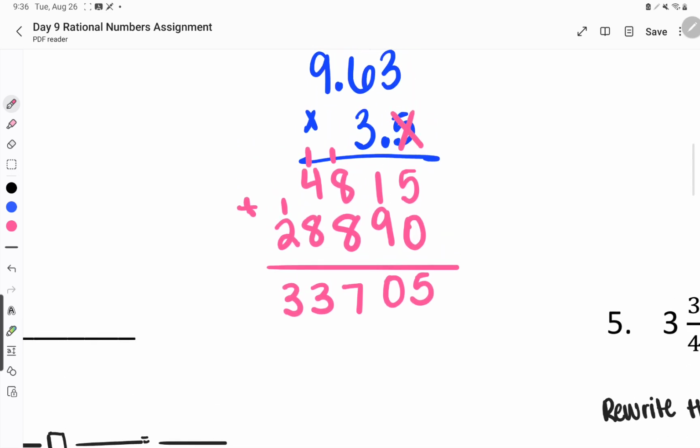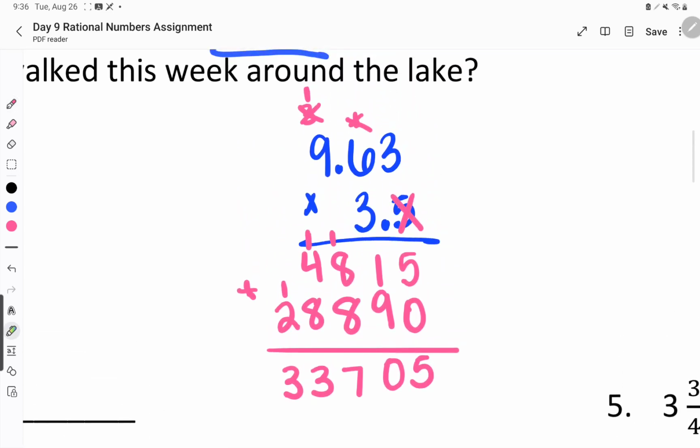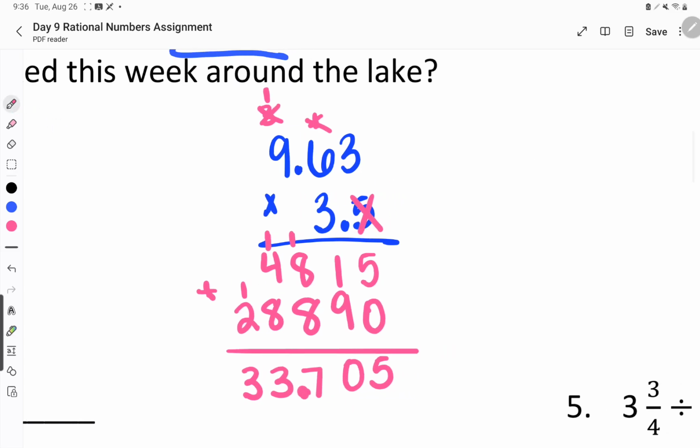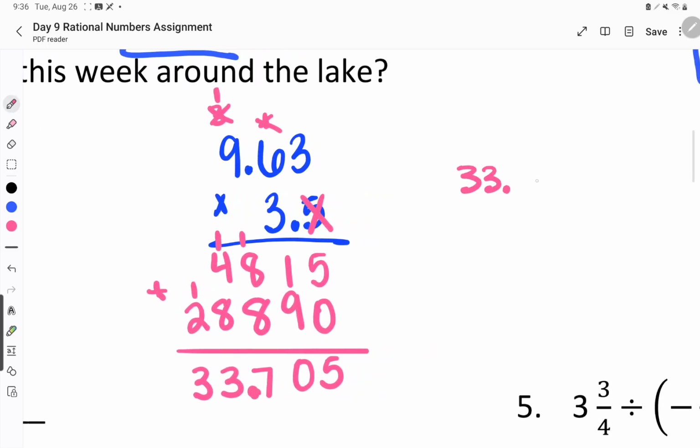After that, I check to see how many decimal places I'm going to have. I see 2 decimal places here and 1 decimal place here. That means I'm going to have 1, 2, 3 decimal places here. And that will give me 33.705 miles.